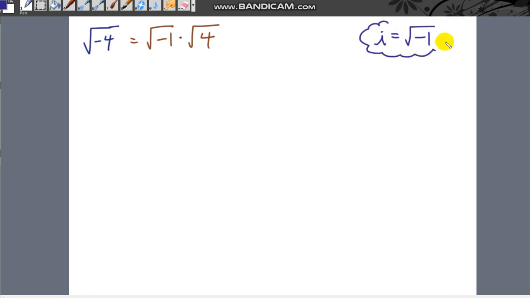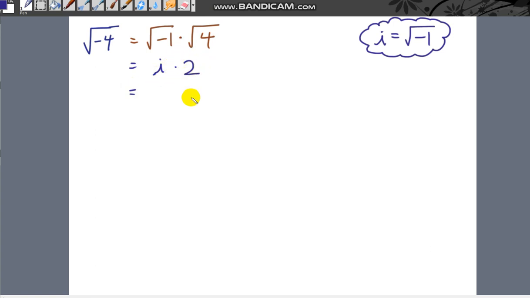Let's say I give you something like the square root of negative 4. The square root of negative 4 is the same thing as the square root of negative 1 times the square root of 4. If you remember what I said earlier, I is equal to the square root of negative 1. That's the main idea behind this lesson. So the square root of negative 1 can be replaced with an I. The square root of 4 is 2, so this is just I times 2.